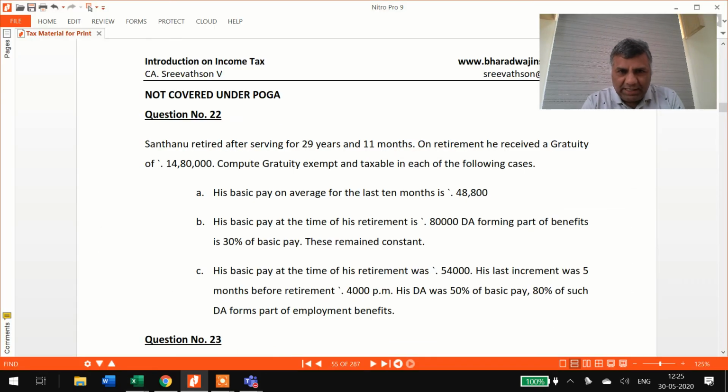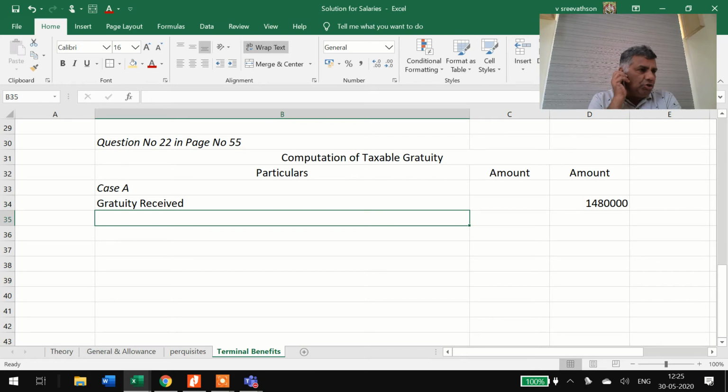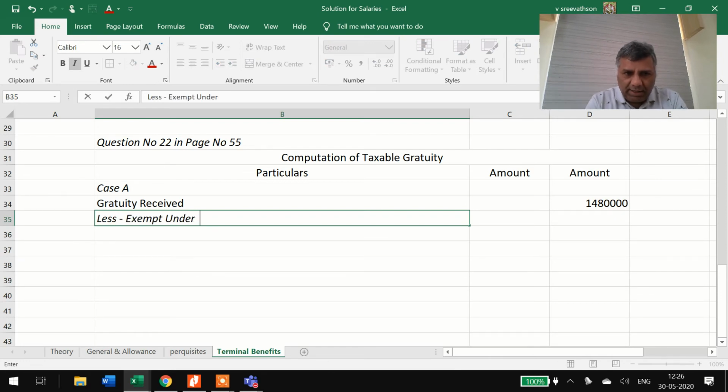Gratuity received 14 lakh 80,000, less exempt under section 10 subsection 10. Friends, exempt under section 10, that is also correct.